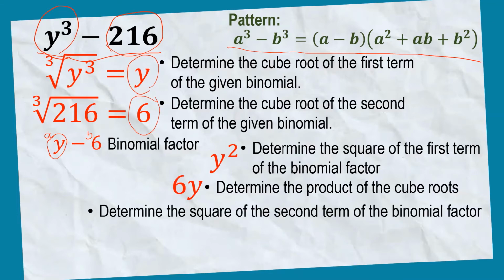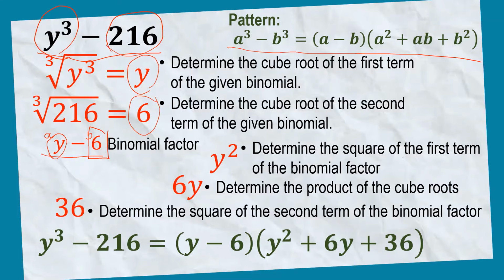And last step, determine the square of the second term of our binomial factor, which is y minus 6. Ang second term po natin dyan ay 6. We need to square it. So we have 36. And our final answer is y cubed minus 216 is equal to the product of the binomial y minus 6 and the trinomial y squared plus 6y plus 36 following the acronym SOAP, same sign, opposite sign, always positive.